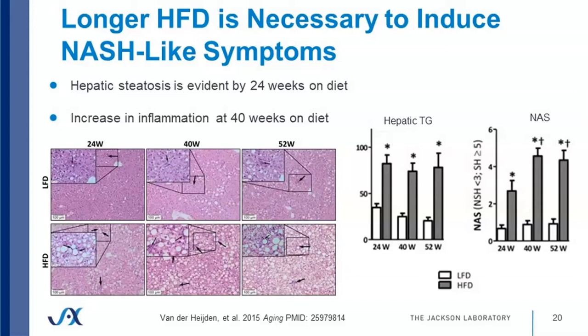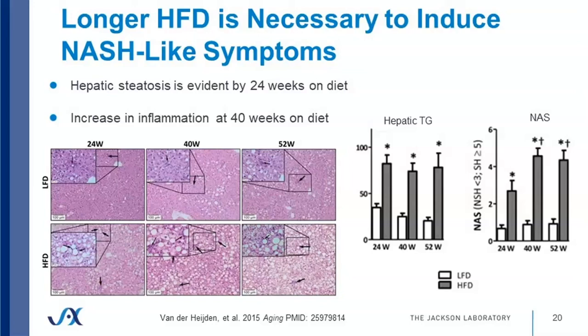So a different group of investigators took high-fat diet C57 black 6J mice and maintained them on this diet for quite a bit longer, up to 52 weeks. What you can see here is that by the 24-week time point, hepatic steatosis is clear, and by 40 weeks on diet, there's a significant increase in inflammation. Hepatic triglycerides, again a sign of steatosis, was clear at all 3 time points.